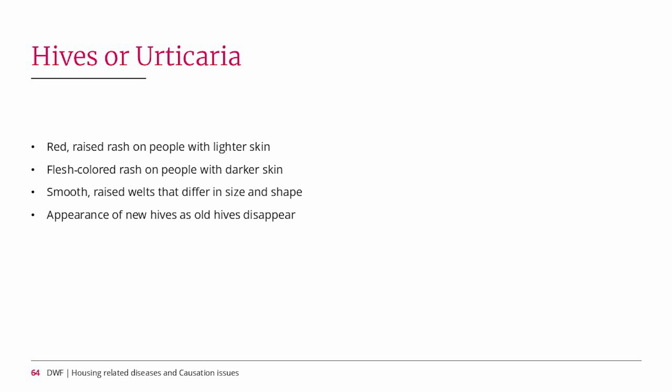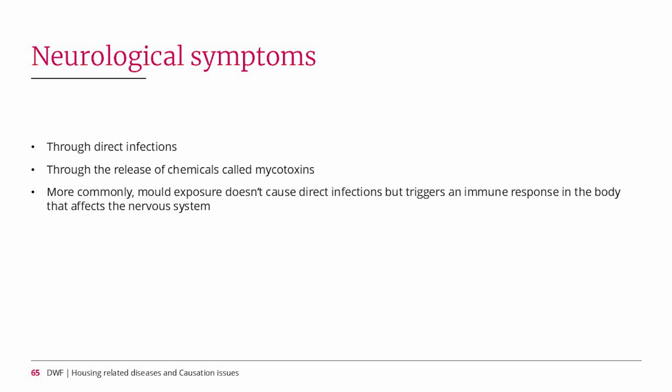Living for a long time in poor conditions can lead to neurological symptoms. Again, it's not as common as respiratory symptoms or skin conditions, but it does happen. This is often through the release of chemicals called mycotoxins, and they can trigger an immune response in the body that affects the nervous system.